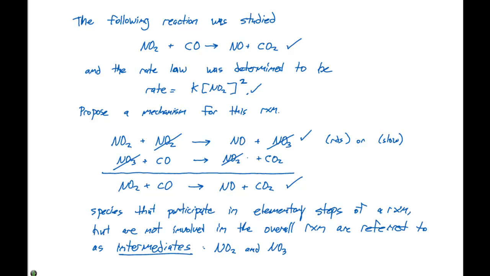Then the slowest step is our rate determining step. We add everything up together. We introduce this term called intermediates. And this is what we would write down as a proposed mechanism for this particular reaction that was studied when we were given the rate law that we have here as K times NO2 squared.